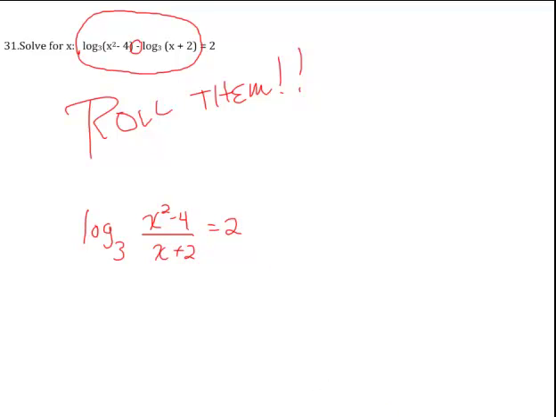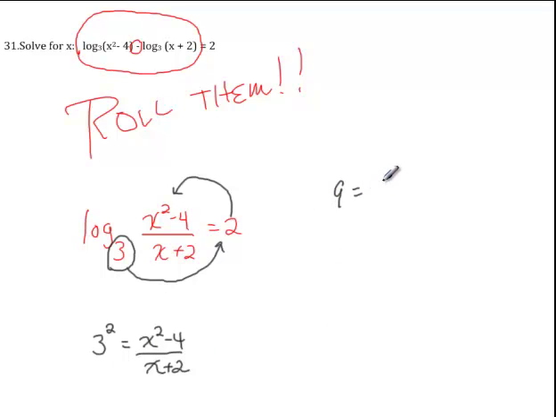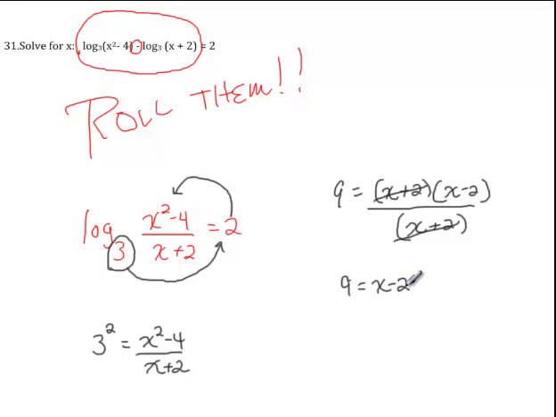Okay, this is where the rolling comes in. 3 to the second gets me x squared minus 4 over x plus 2. Okay? 3 squared is 9. x plus 2, x minus 2 is what x squared minus 4 factors into. You can cancel those out. 9 equals x minus 2. So x must equal 11.